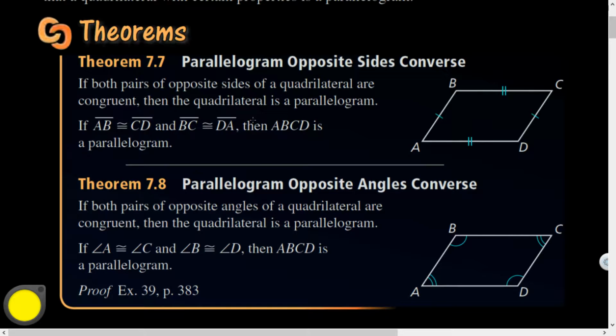Same thing here. We are using these converses to prove a quadrilateral is a parallelogram, not to come to a conclusion about its properties that it might have. So opposite sides turns out is sufficient information to prove that this is a parallelogram. Also happens to be true, opposite angles are sufficient. If I know that both pairs of opposite angles of a quadrilateral are congruent, then the quadrilateral is a parallelogram.